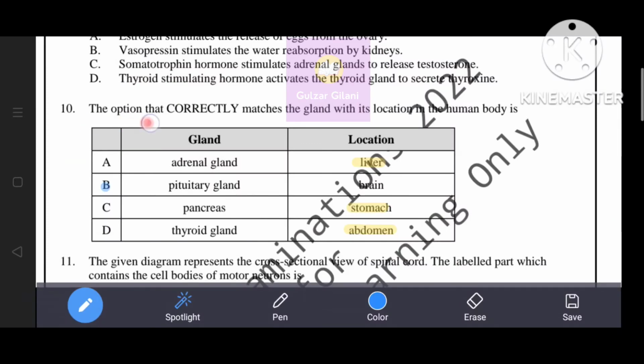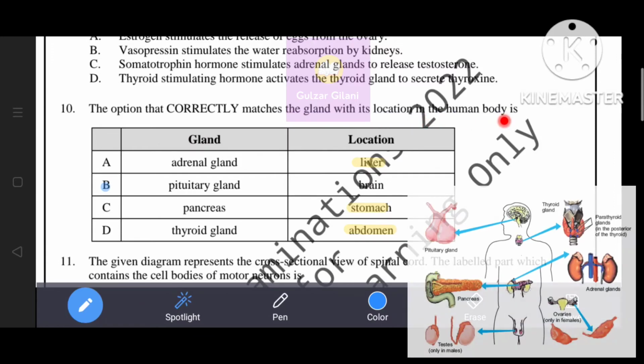Next question. The option that correctly matches the gland with its location in the human body is, given options में से जो correct answer है वो है option B, that is pituitary gland, brain. Means option B is the correct answer. Adrenal gland, liver, incorrect. Adrenal glands are situated above kidneys. Pancreas, stomach भी incorrect है. Pancreas is located behind stomach. Thyroid gland, abdomen भी incorrect है. Thyroid gland is present in the neck region below the larynx. That's why option B, gland pituitary gland, location brain, is the correct answer.